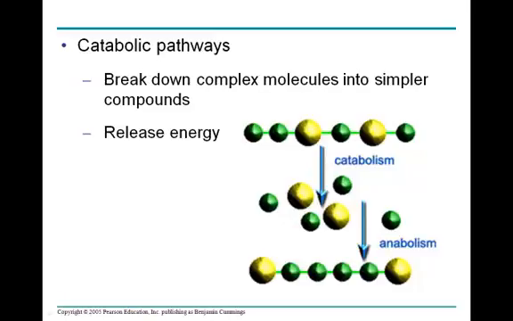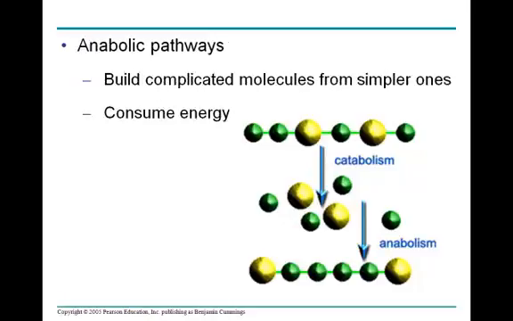There are two main types of pathways that we'll deal with. One is catabolic pathways, and this is when you break down more complex molecules into simpler compounds. As part of catabolism, there is a release of energy. On the other hand, the second type of pathway is this one on the bottom, anabolic pathways. Anabolism is the building up of more complicated molecules from simpler ones. And when you have anabolism, you ultimately consume energy.